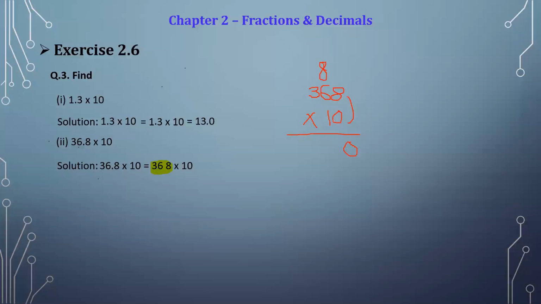Then the next one: 10 sixes are 60, and plus 8, so 60 plus 8 will be 68. 8 we write down as it is, and the remaining 6 will be the remainder. Then the last product is 10 threes are 30, 30 plus 6 will be 36. So the final product of 368 into 10 is going to be 3680, which is the product of these two whole numbers. Now we had taken the product of these whole numbers, but actually the question is in the form of a decimal number.